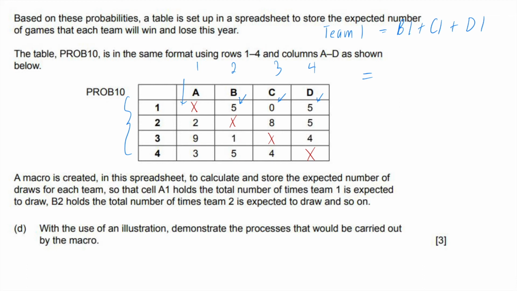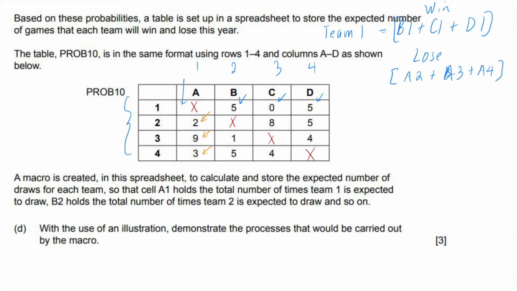However, right here, if we look at this using a different color, these are all the games that other teams are expected to win against team 1. So basically all the games that team 1 is going to lose. So I'm just going to call this win, and then lose. So the number of times that team 1 is going to lose is going to be whatever is in A2 plus A3 plus A4.